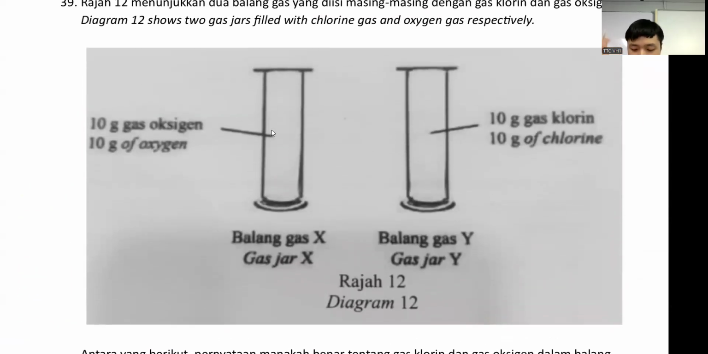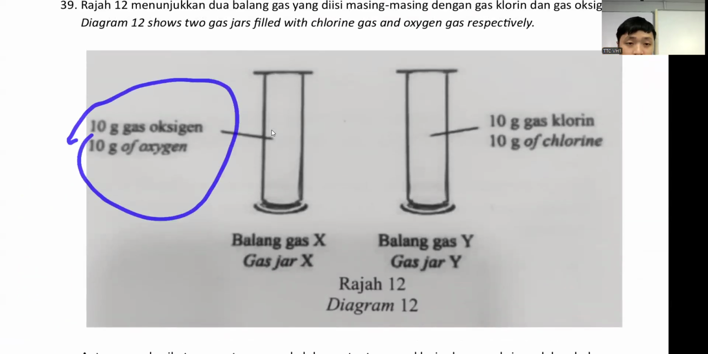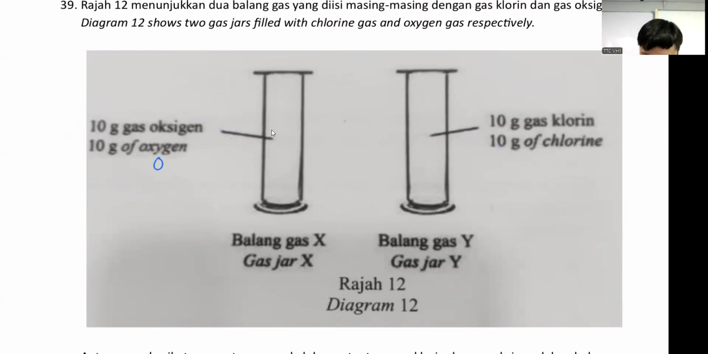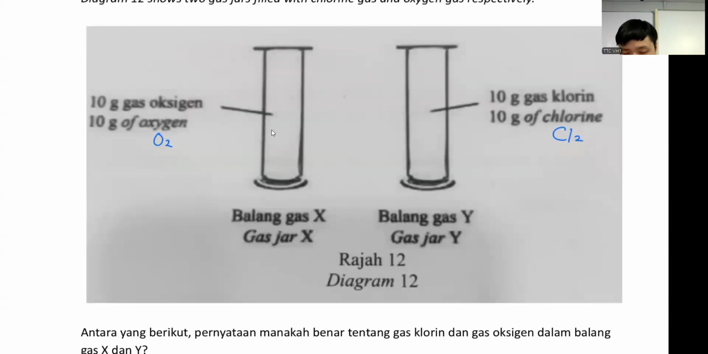Okay, so it means you see, here you got 10 gram oxygen, 10 gram of chlorine. It means 10 gram of O2, 10 gram of Cl2. So in this case, they ask whether the volume is same or not. Now, the best way is to find number of mole first. Then you convert to volume. If the number of moles same means the volume should be same.